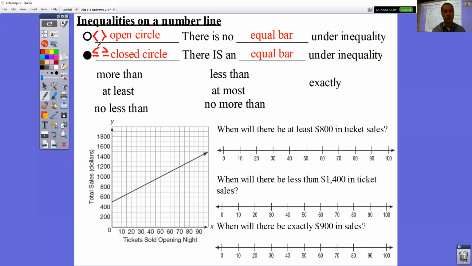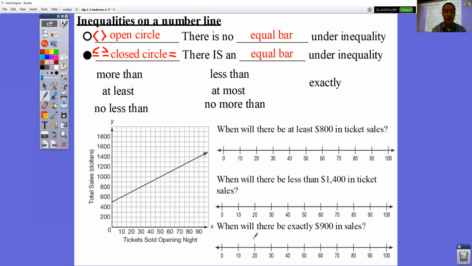So these are what these represent. An open circle is also more than, at least, no less than, at most, no more than, and exactly. All right. What I was going to say before was a closed circle also is represented by the equal to sign. A closed circle is also the or equal to sign.